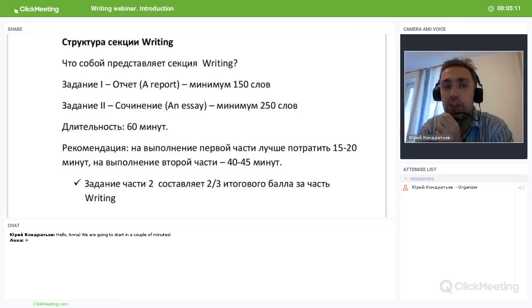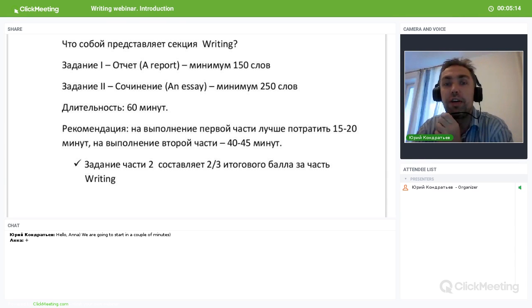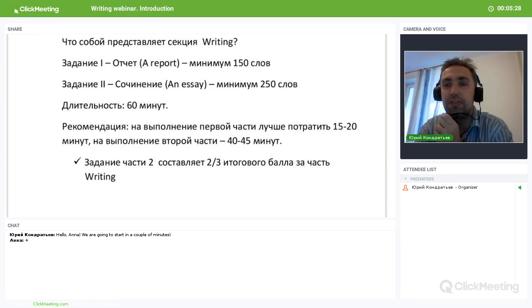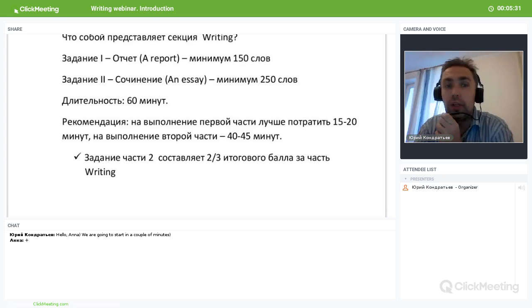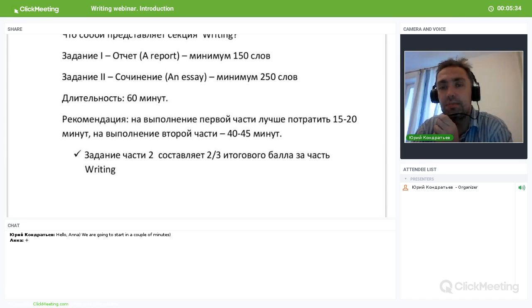As for the time management, it is recommended to spend about 15 to 20 minutes on writing task 1 and 40 to 45 minutes on writing task 2. As for the assessment, writing part 2 is 2/3 of your final score. So when you take the test, it is recommended to start with the essay, because if you don't have enough time at the exam to finish the essay, it is more serious than if you don't have time to finish part 1, because as I've said, it's 2/3 of the final point.